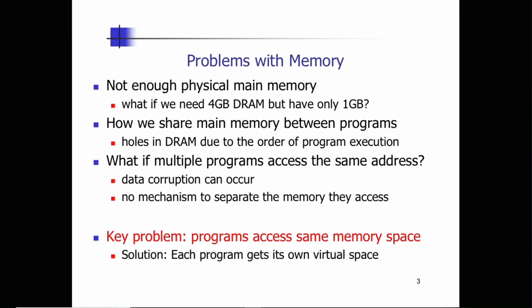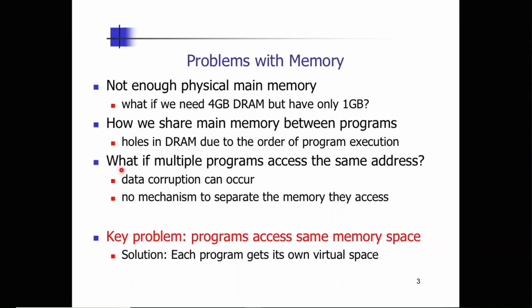The other problem that could happen is, how are we going to share that limited physical main memory between all those several programs, because they all need to reside in the same place? If we are executing programs in a particular order, we are going to bring things in and out of memory depending on which program we are executing, and that could lead to holes in the dynamic RAM. And if we try to bring in new programs that do not fit into contiguous blocks of memory, then we have a problem there as well.